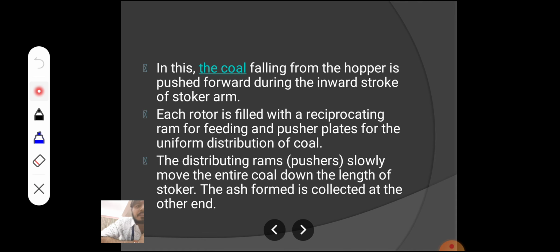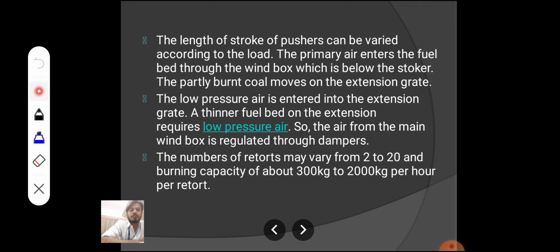So in this, the coal falling from the hopper is pushed forward during the inward stroke of the stoker ram. Each stoker is fitted with a reciprocating ram for feeding the pusher plates, to form uniform distribution of coal. The length of the stroke of the pushers can be varied according to the load. The primary air enters the fuel bed through the wind box, which is below the stoker. The partly burnt coal moves to the extension grate. The number of retorts may vary from 2 to 20, and burning capacity is about 300 kg to 2000 kg per hour per retort. This capacity can be achieved in this multi-retort system.